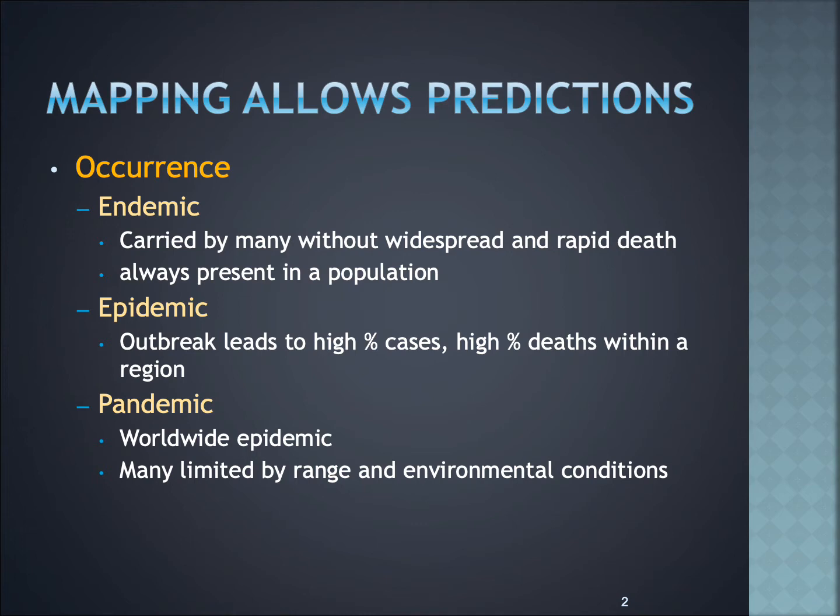And when we're looking at it relative to diseases, one of the things that we want to do is be able to make some predictions. We can make those predictions about the occurrence of a disease and then put them into a category as being either endemic, meaning that it's always present within a population, not necessarily spreading beyond that population.